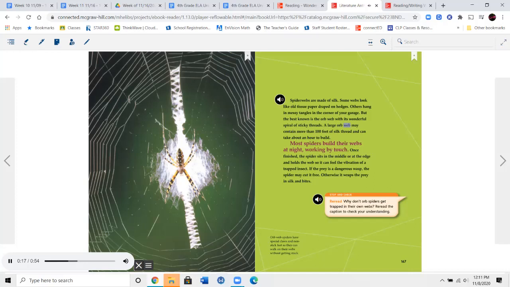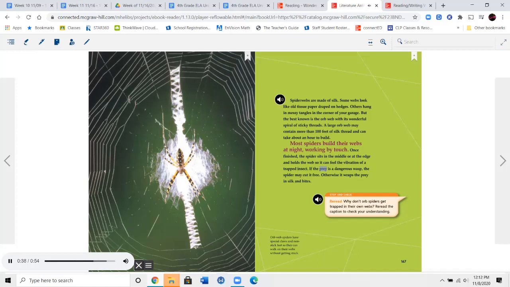A large orb web may contain more than 100 feet of silk thread, and can take about an hour to build. Most spiders build their webs at night, working by touch. Once finished, the spider sits in the middle, or at the edge, and holds the web so it can feel the vibration of a trapped insect.